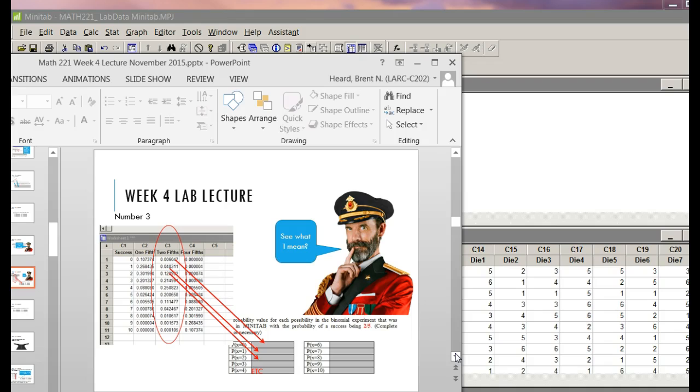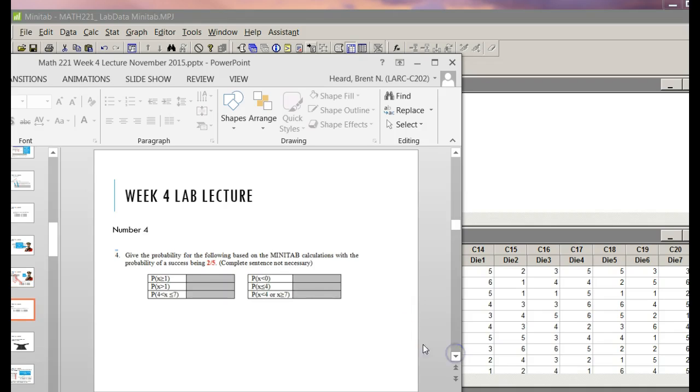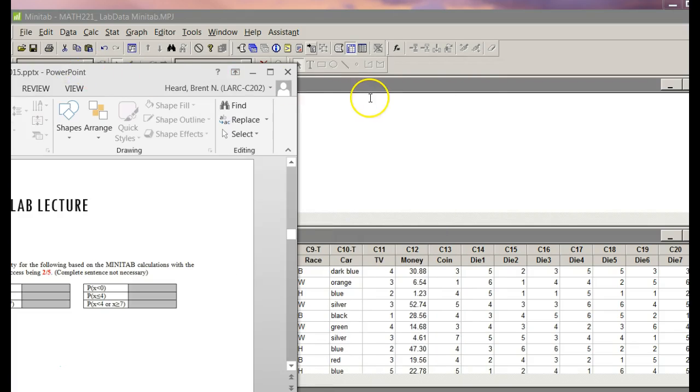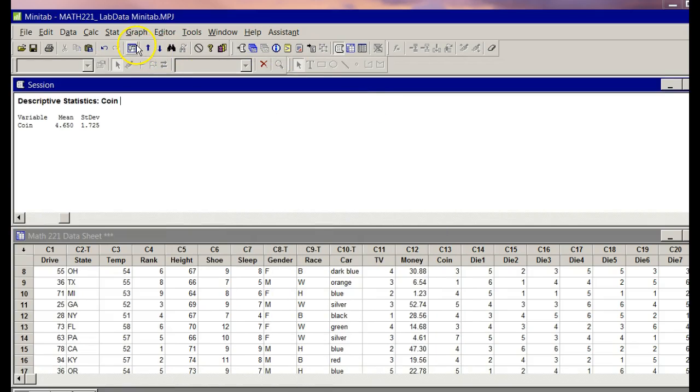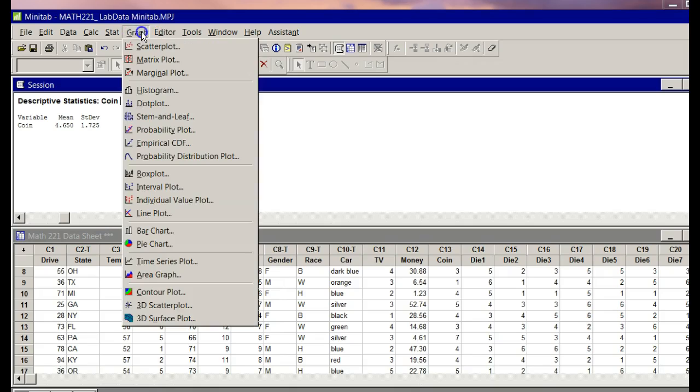If you've seen the live lecture, you've seen this. Number 4, they ask, okay, what are the probabilities that, first of all, x is greater than or equal to 1? Let me show you what I use to do these. So greater than or equal to 1, watch this. This is really easy. I'm going to go back to Minitab. This is number 4.